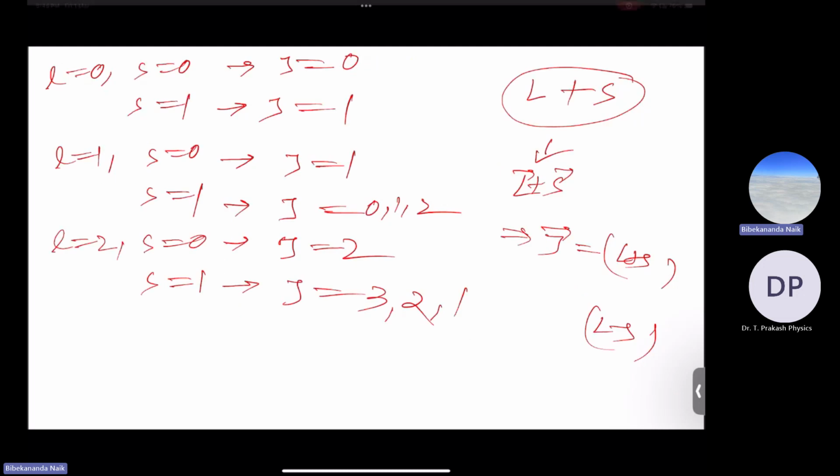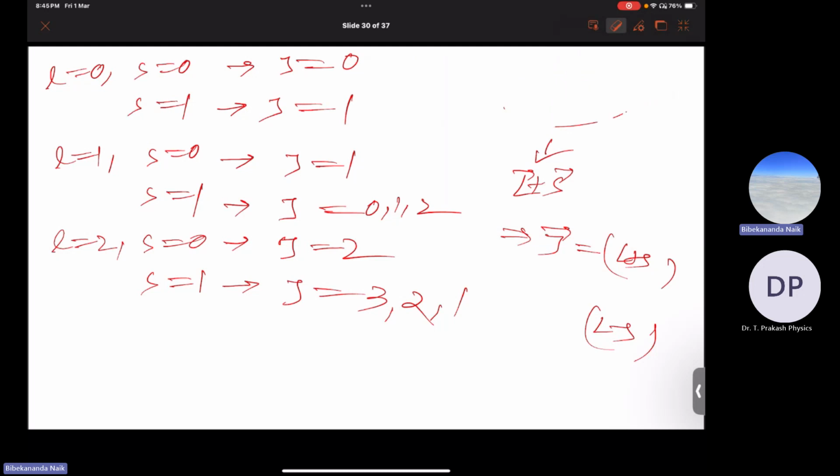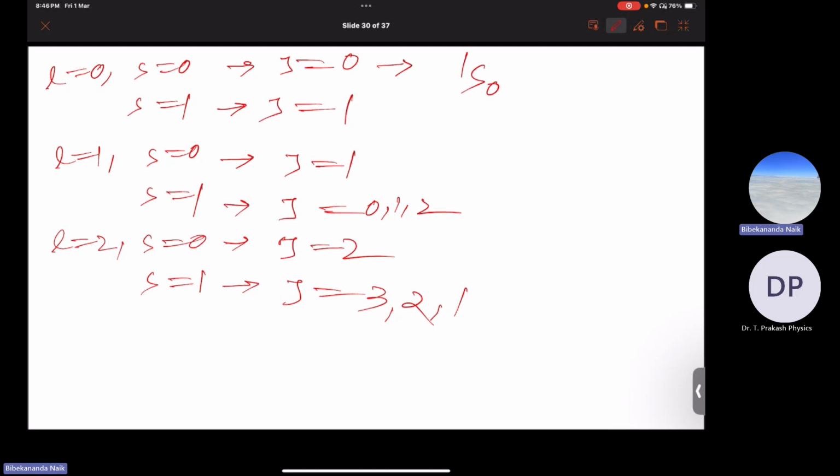If you see here, in the previous question there were only doublet terms, but here there will be both singlet and triplet because S is 0 and S equal to 1. If you see here, it will be 1S0, isn't it? Because L is 0, S equal to 0, J equal to 0. So it is 1S0. But here it will be 3S1 because L equal to 0, but here J equal to 1 and S equal to 1.